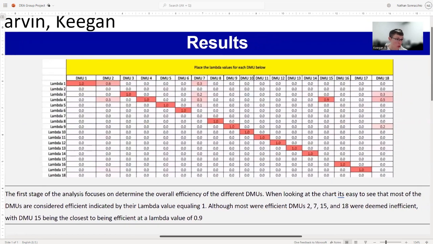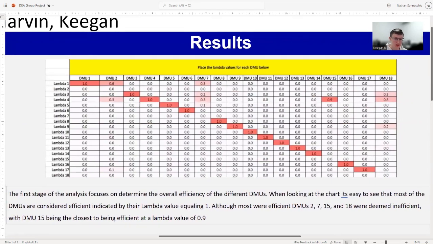Moving on to stage 1 of our analysis. This stage is primarily just to focus on the overall efficiency of each of the DMUs. And then when looking at this chart, it's easy to see that surprisingly, most of the different DMUs were considered to already be efficient, with their lambda values equaling 1 in the same DMU column and lambda column.